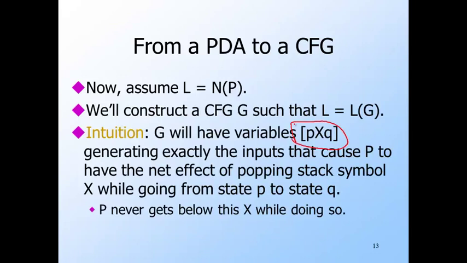The job of this variable is to generate all and only the strings W, such that while reading W from the input, P goes from state P to state Q and appears to pop X from the stack. While doing so, P can grow the stack well above where X was, but it can never go below where X was, and at the end the stack is shorter by 1 than it was when it started. That is, the net effect is that X has been popped.